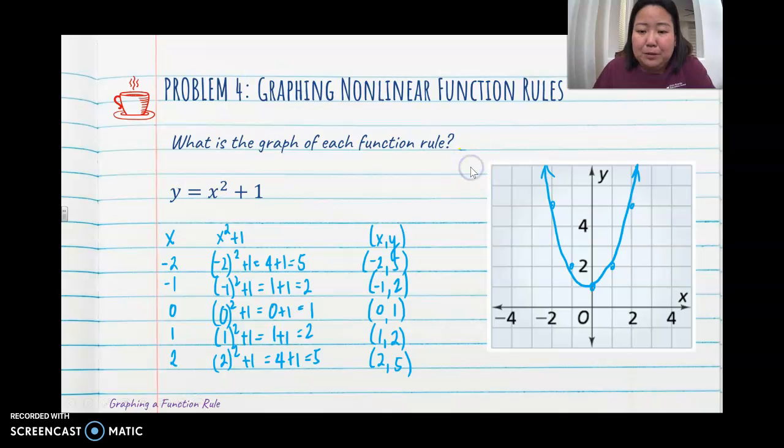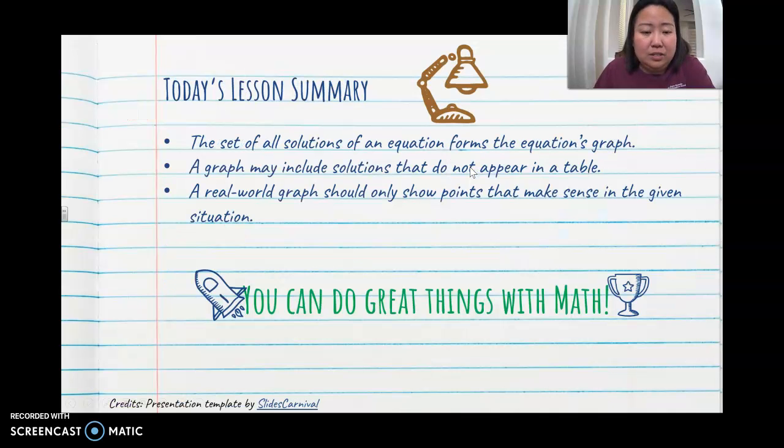Okay. So to summarize our lesson for today, the set of all solutions of an equation forms the equation's graph. So you have your inputs and their corresponding outputs. You plot them on our graphing area. That's how it would look. A graph may include solutions that do not appear in a table. So a real-world graph should only show points that make sense in the given situation. All right, thank you.